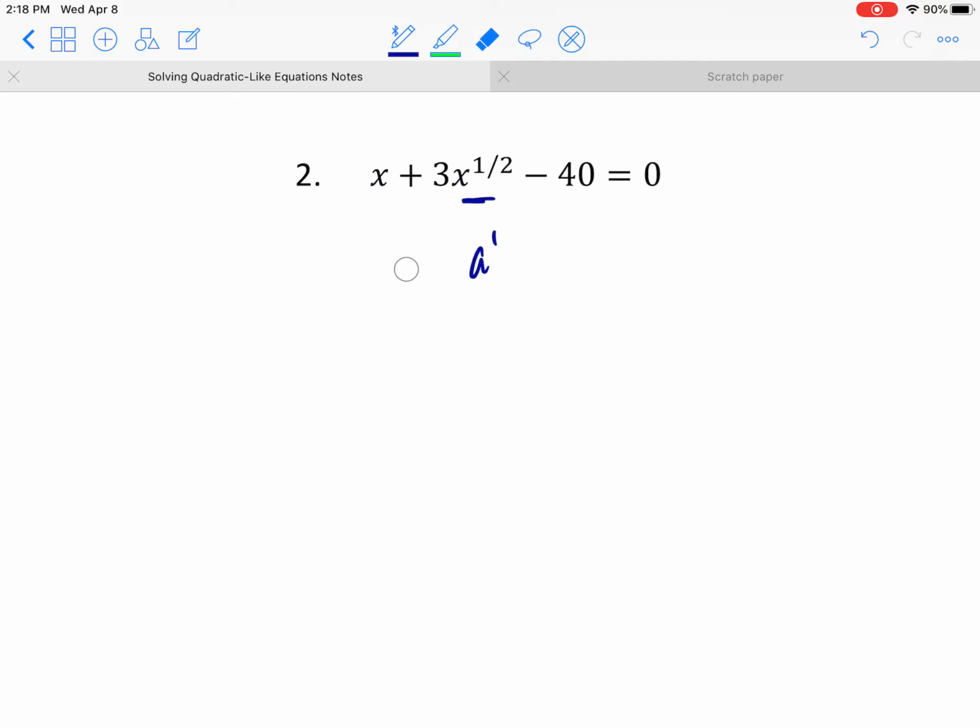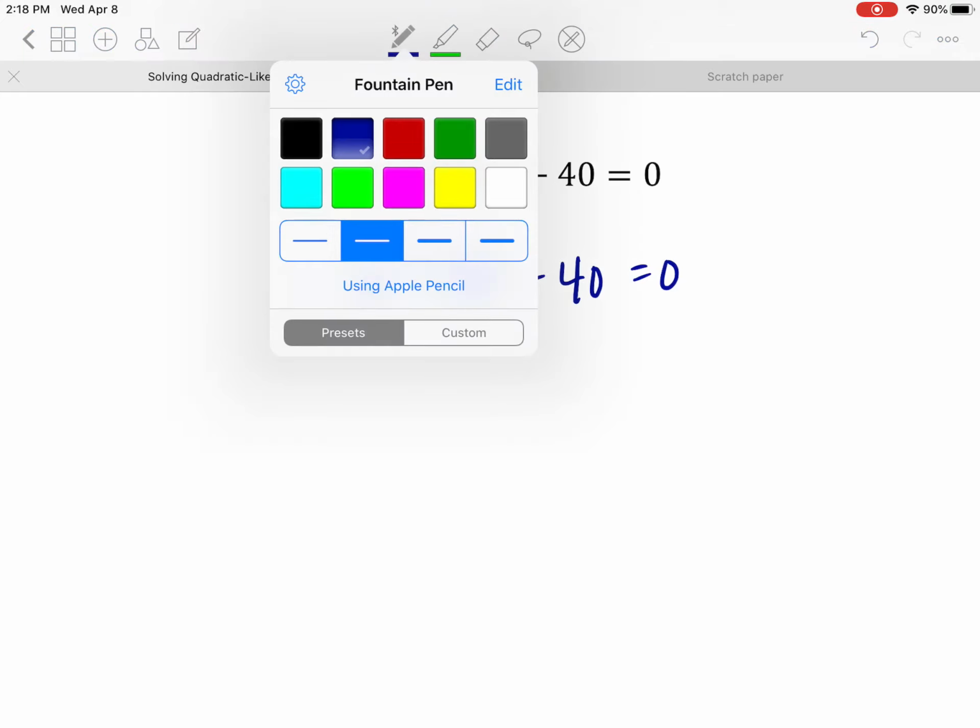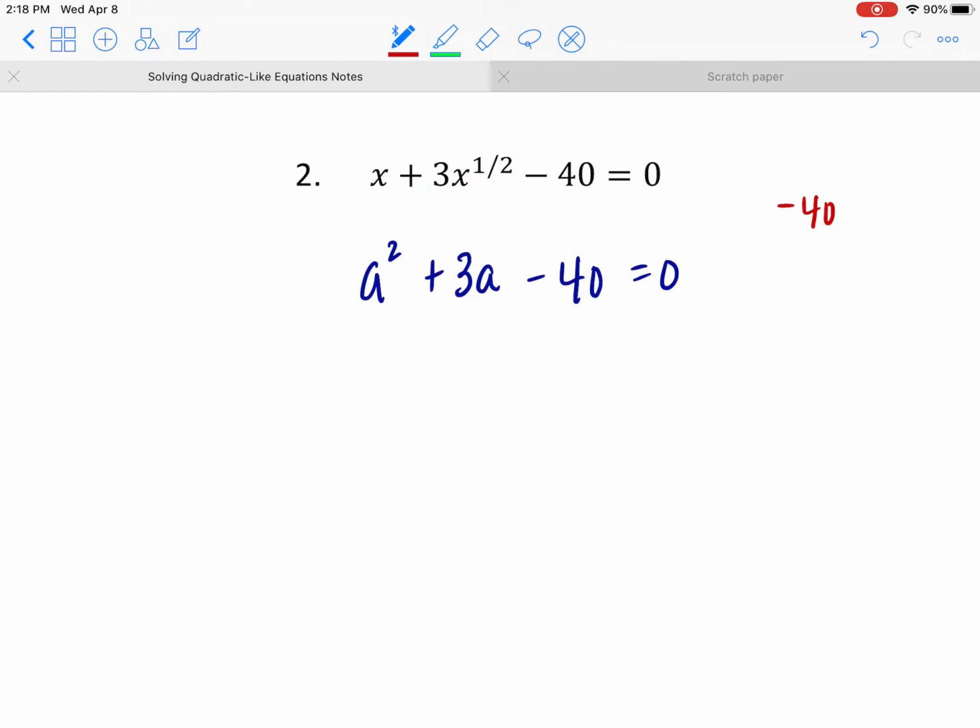So I'm going to rewrite this, not going to change the 1 or the 3 or the negative 40. Okay, just replacing these variables. Instead of an x to the first and an x to the 1/2, I'm going to put in an a squared and an a to the first. Okay, every single time. So this is going to be 1a squared plus 3a to the first minus 40 equals 0. All right, and this is factorable.